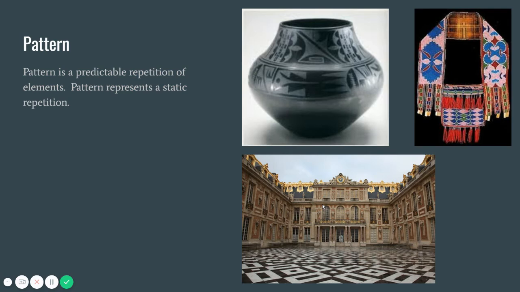Pattern. Pattern is kind of simple and straightforward. It is a predictable repetition of elements, okay? So predictable meaning, square, circle, triangle, square, circle, triangle, all right? Something that you can expect because it is repeating itself in such an accurate way that you can kind of predict what the next element of art would be.